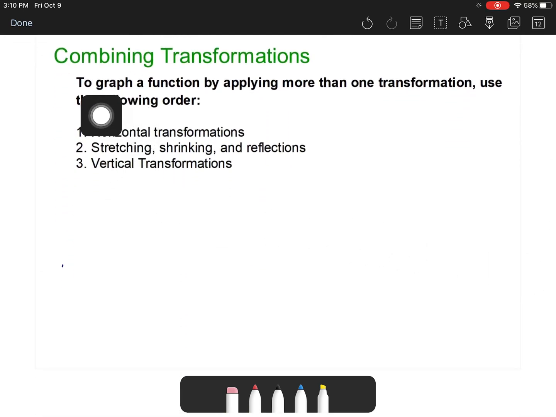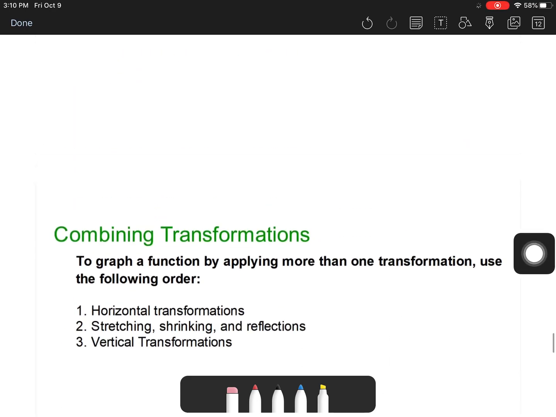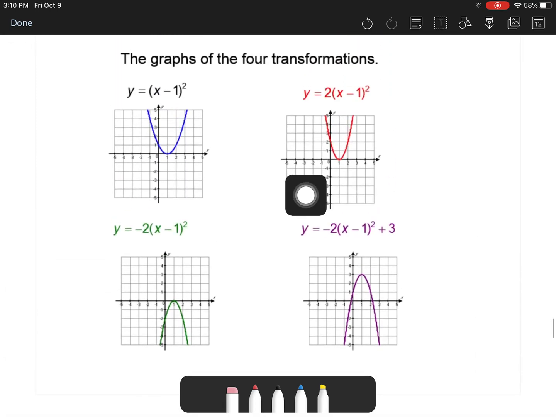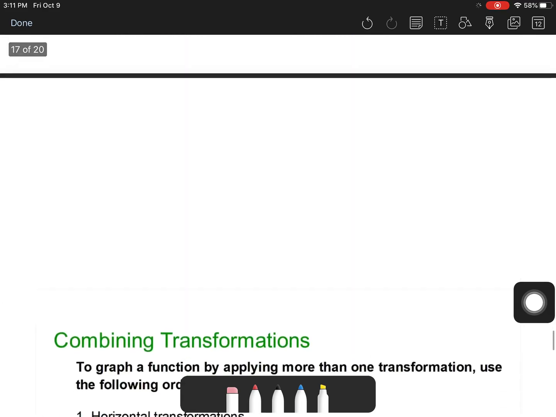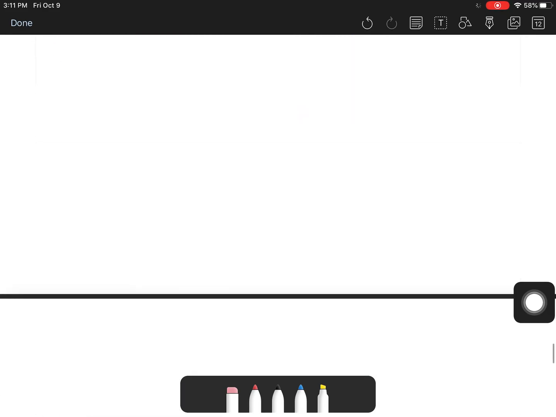Something to keep in mind, to graph a function by applying more than one transformation, there is a specific order to follow. You'll do your horizontal transformations first, and then you can do any stretching, shrinking, and reflections. Those can be done in any order, just as long as they're after horizontal transformations. And then the last thing you would do is vertical transformations at the end, okay? And that was kind of the order that they showed these. So that's what comes in the parentheses first, the horizontal transformation. And then you're going to look for any stretches or shrinks, so you'd multiply next. And then you're going to do your reflections in there. Vertical transformations would come at the back end of that, the last thing.